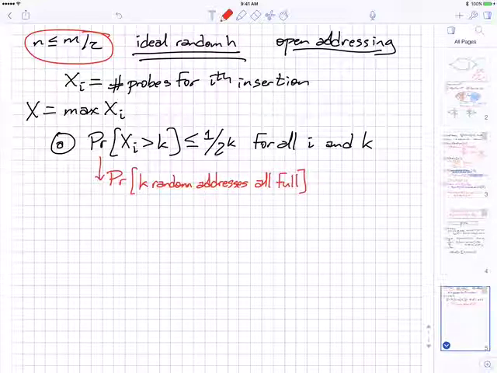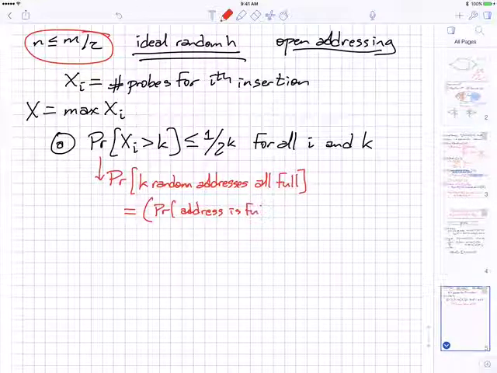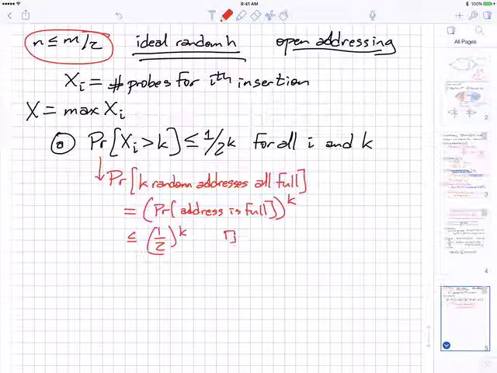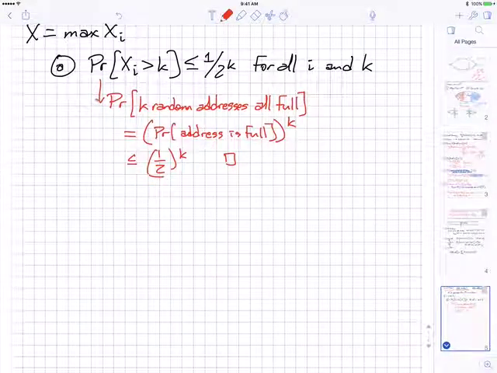Okay. So this is going to be, because I have uniformity here, ideal randomness, the probability that any particular address is full to the k, but the probability any particular address is full is at most 1/2. So no tail inequalities here. I'm just arguing from first principles.